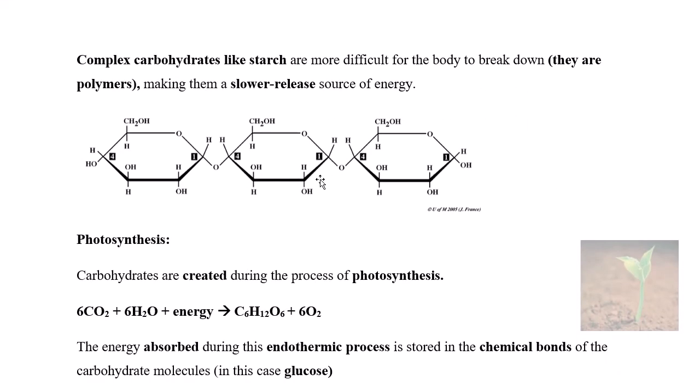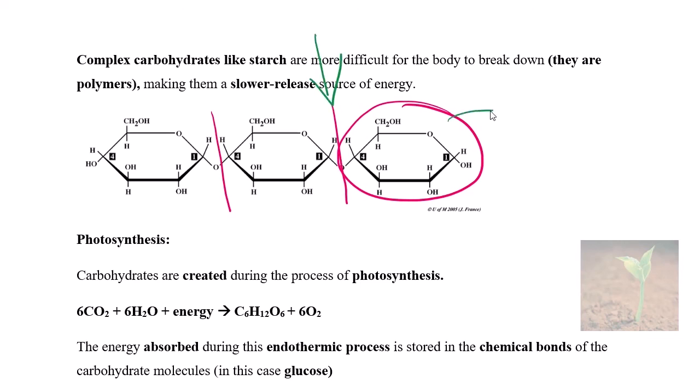Carbohydrates like starch are a lot harder for the body to break down because they're polymers. They're long chains of simple sugars held together by these linking bonds here. And so as a result, in order to use each of these sugars, the first thing that your body has to do is break this sugar molecule off of the chain. And then it can break down the sugar. And because it has to break them down one at a time, it means that it gets access to the sugar a lot more slowly, which means that they're a slower release source of energy.